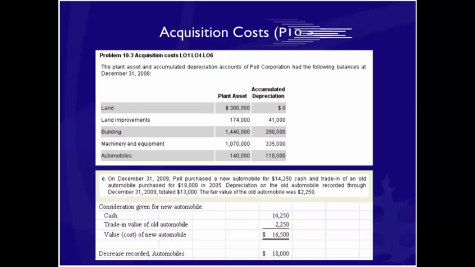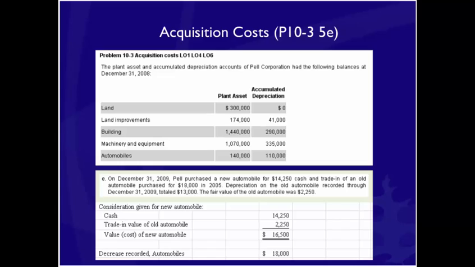On December 31st, Pell purchased a new automobile for $14,250 of cash and trade-in of an old automobile purchased for $18,000. And the old automobile was originally purchased in 2005. Depreciation on the old automobile recorded through December 31st of 2009 totaled $13,000. The fair value of the automobile was $2,250.